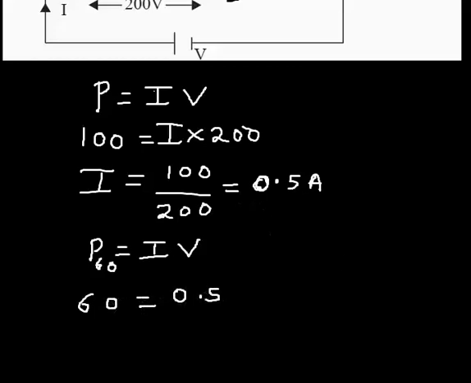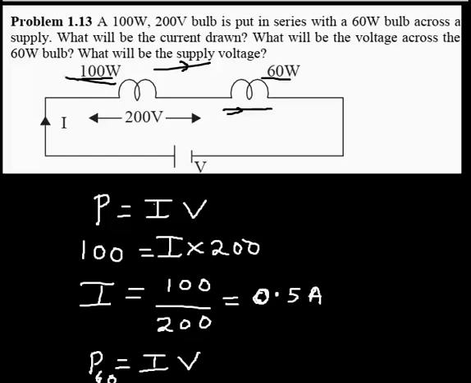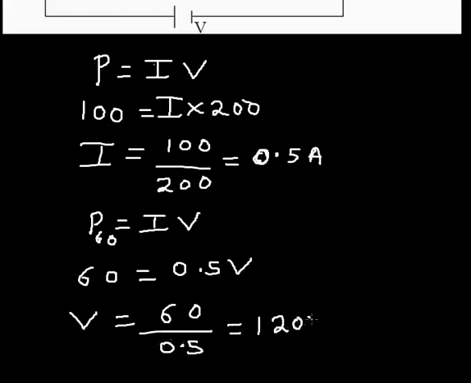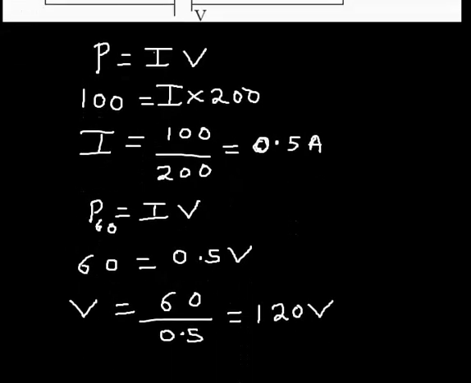Remember, it's a series connection, so the current is the same. Then multiply by the voltage across the 60 watt. So the voltage across the 60 watt is going to be equal to 60 divided by 0.5. So that's going to give 120 volts. I hope that is well understood.